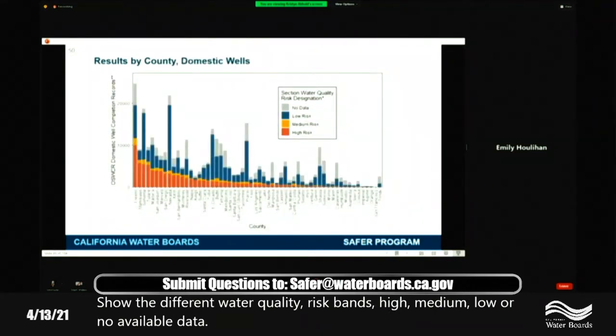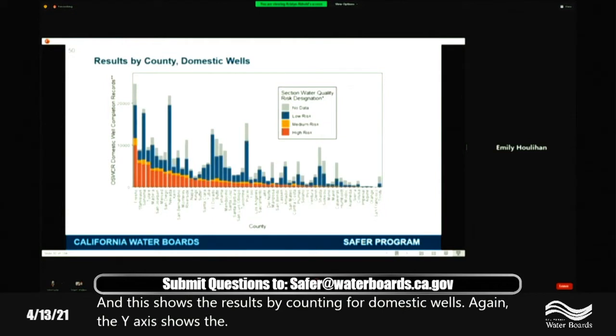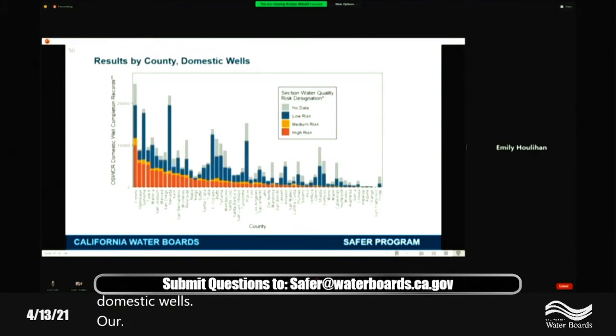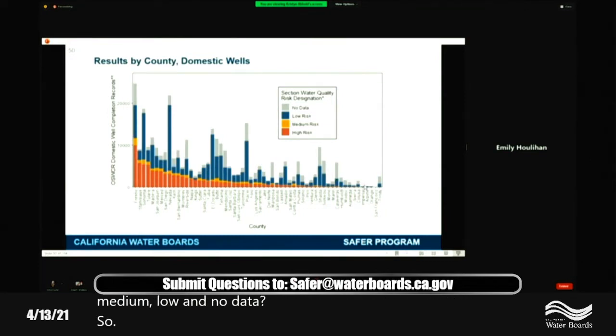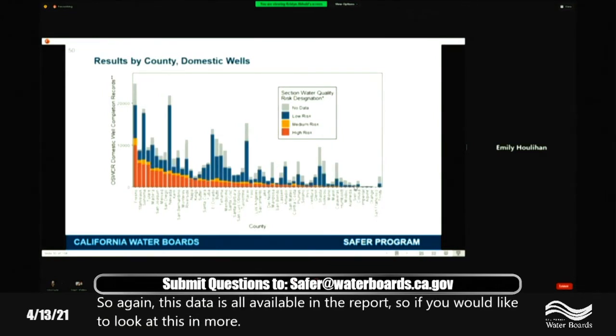And this shows the results by county for domestic wells. So again, the y-axis shows the count of domestic well completion records, and the different colors show you the breakdown of how many domestic wells are located in these different water quality risk bins: high, medium, low, and no data. So again, this data is all available in the report. So if you would like to look at this in more detail, that's available there.